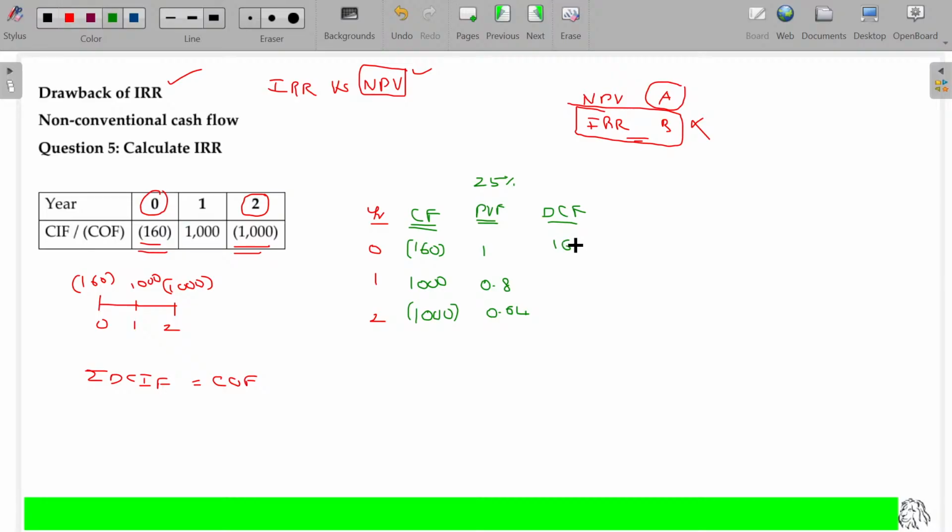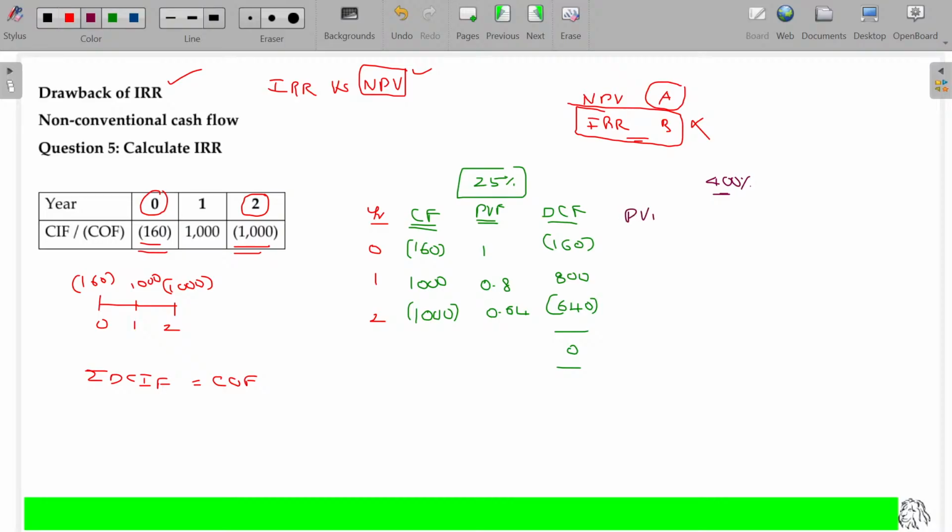160 into 1, 160 minus. 1000 into 0.8, 800 rupees. 1000 into 0.64, 640 negative. 2 negative, 1 positive, ends with 0. So 25 will be the IRR here. 25 will be the IRR. Now what happens in case of 400 percentage, sir?